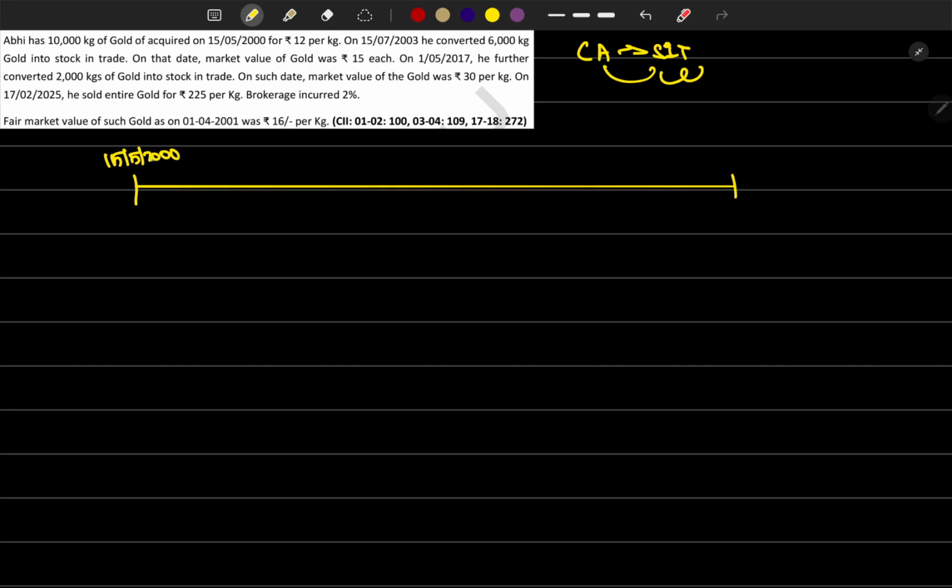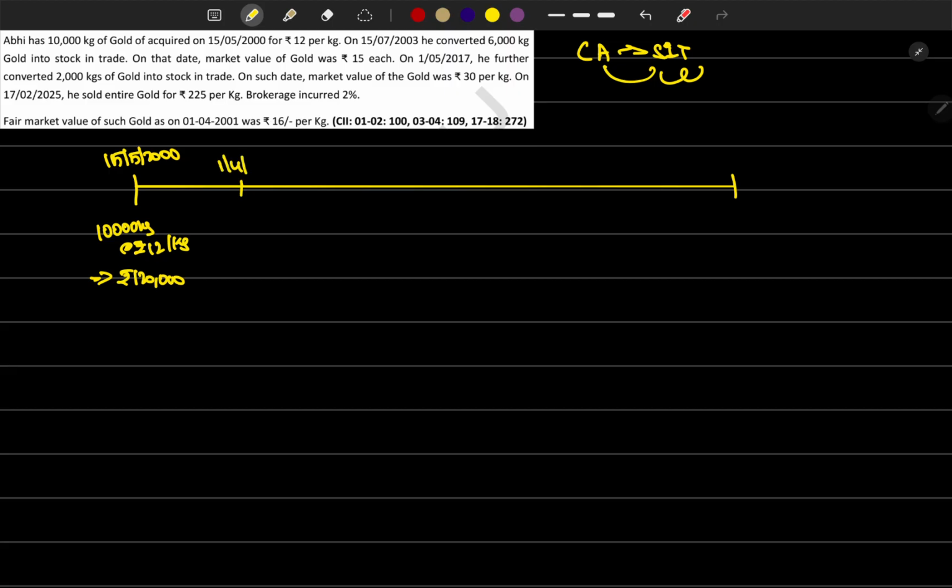15/5/2000, this is before 1st April 1999. Right? So we have to compare with the fair market value. On 15/5/2000, how much has he purchased? He purchased 10,000 kgs at rupees 12 per kg. How much is that? 1,20,000, right?